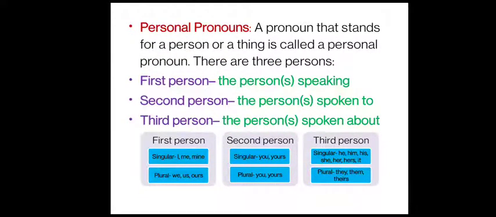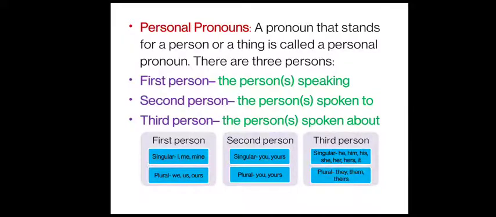Now let me explain these categories to you one by one. So first we are going to talk about the personal pronoun. So children, a pronoun that stands for a person or a thing is called a personal pronoun. As the name suggests, personal, this kind of pronoun is going to talk about a person only. So basically, a pronoun that tells us about a person or a thing in a sentence is known as a personal pronoun.